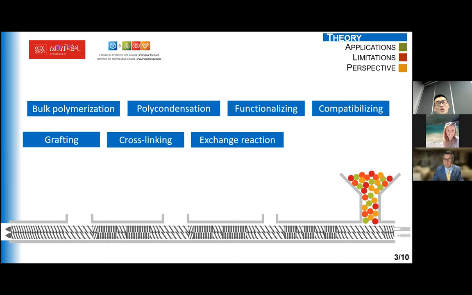There is also a promising application for reactive extrusion: polymer recycling. Degradation always happens in the extruder, but if we can control the degradation, it means we can control the molecular weight of the polymers. So we can use the degradation to produce some value-added chemicals. For example, in industry, we can use reactive extrusion to recycle PET and PMMA materials.